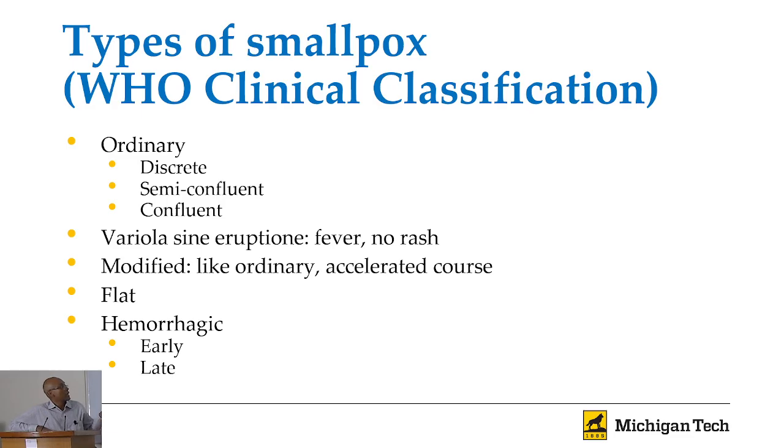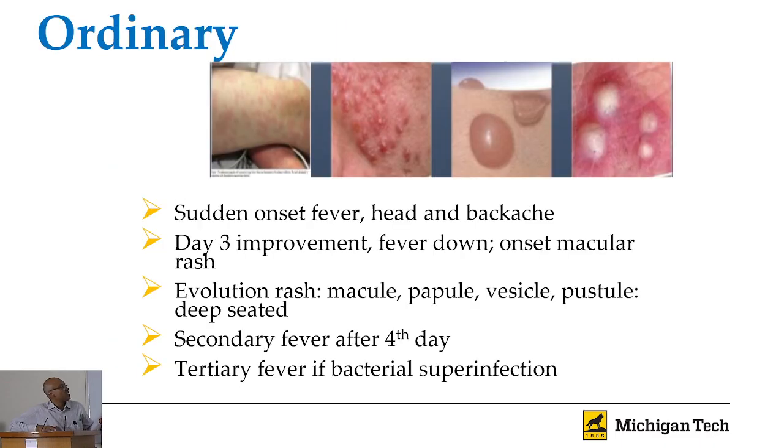So not everybody has the same one. I may have the hemorrhagic. Hemorrhagic is very lethal. People die at that point. But some have flat, some have variola sine eruptione. So we can discuss more on this.